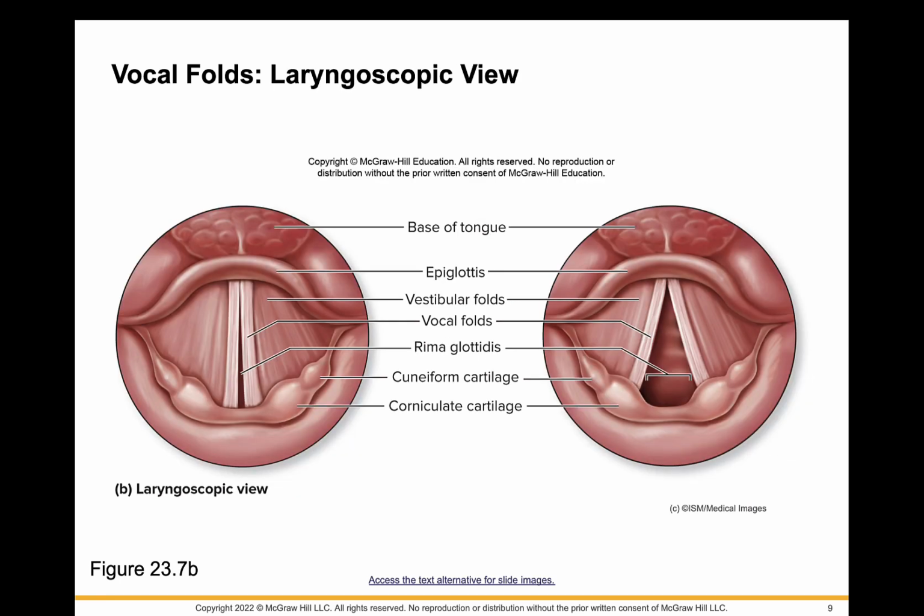Here we see a different view. This is through a laryngoscope. We can see the vocal folds, and off to the sides we can see the vestibular folds or the false vocal folds.